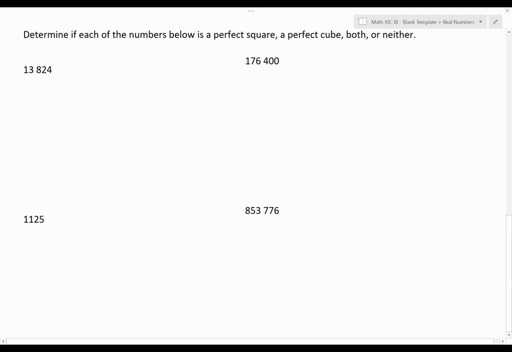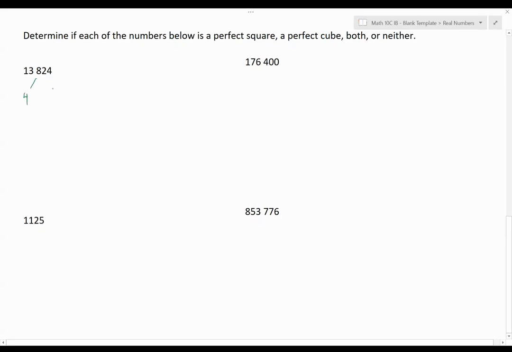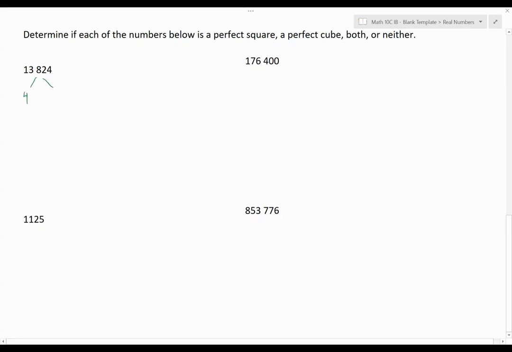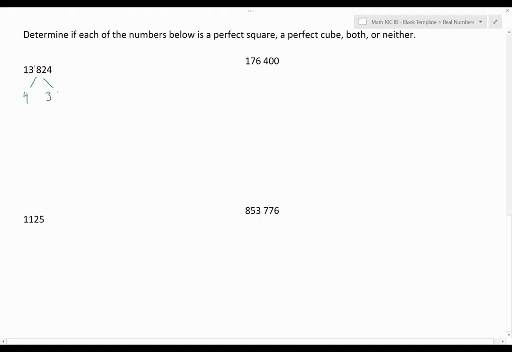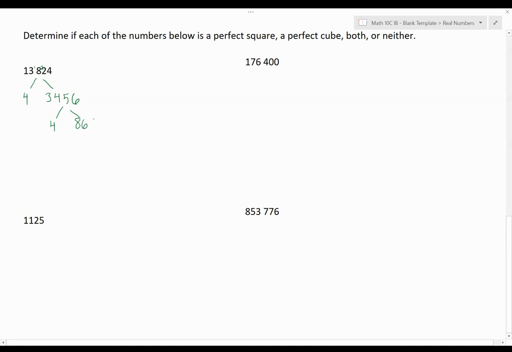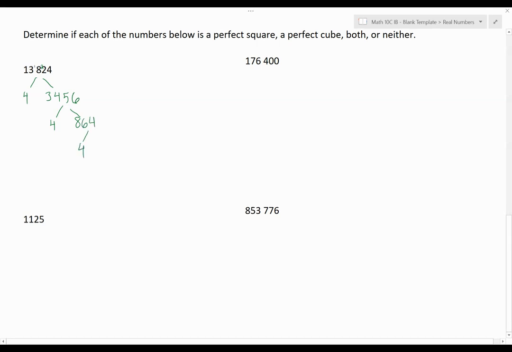So for example, when I look at 13,824, I know 24 is divisible by 4, perfect square. So this is also going to be divisible by 4. 13 divided by 4 gives me 3 with 1 left over. 18 divided by 4 gives me 4 with 2 left over. Then I've got 5 with 2 left over and 6. So 13,824 divided by 4 gives me 3,456, which is again divisible by 4 because I know that 56 is divisible by 4. So doing that, I get 864, still divisible by 4. So I'm going to keep going as long as I can. Why not? I get 216.